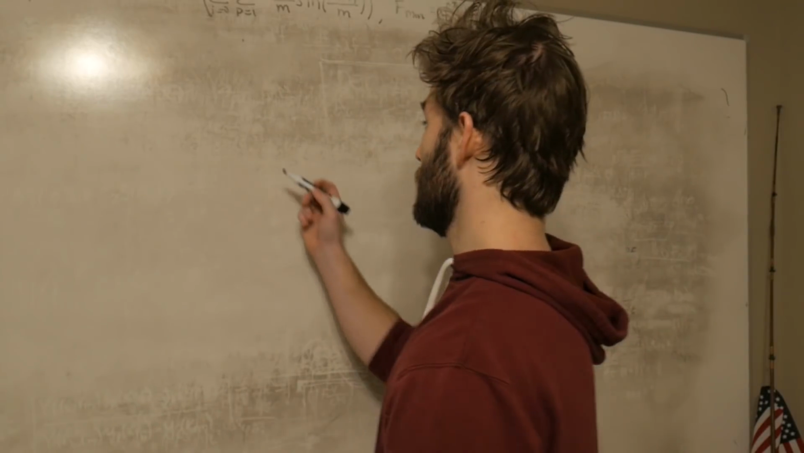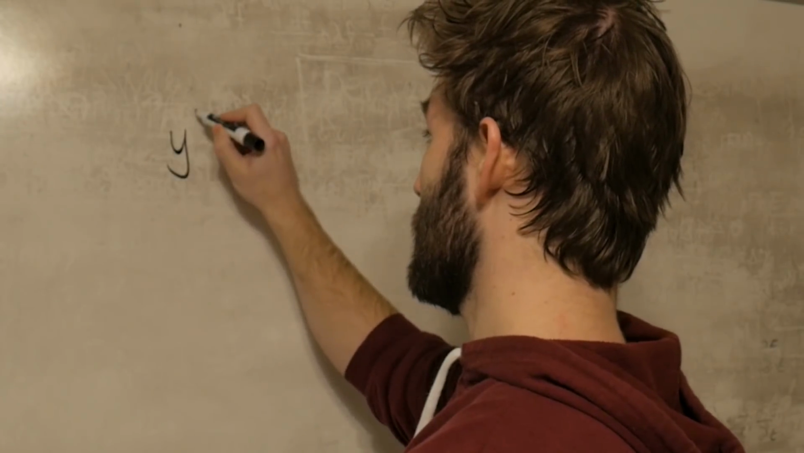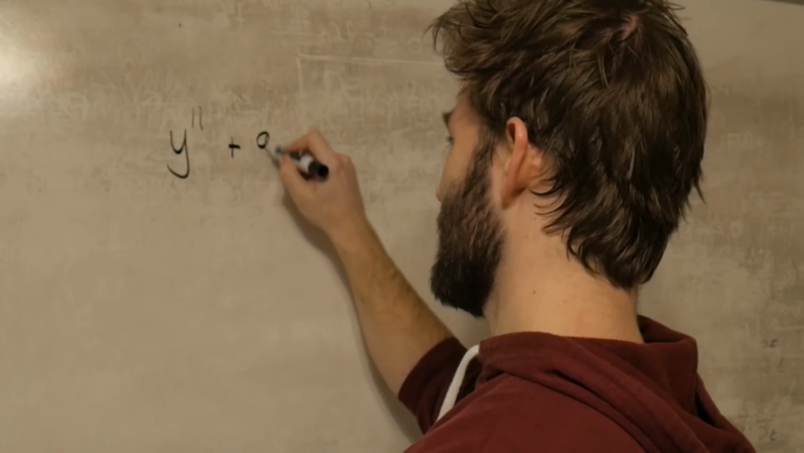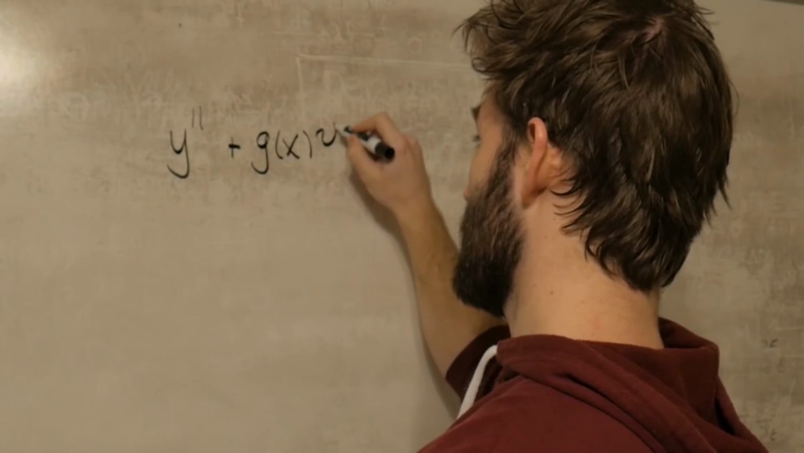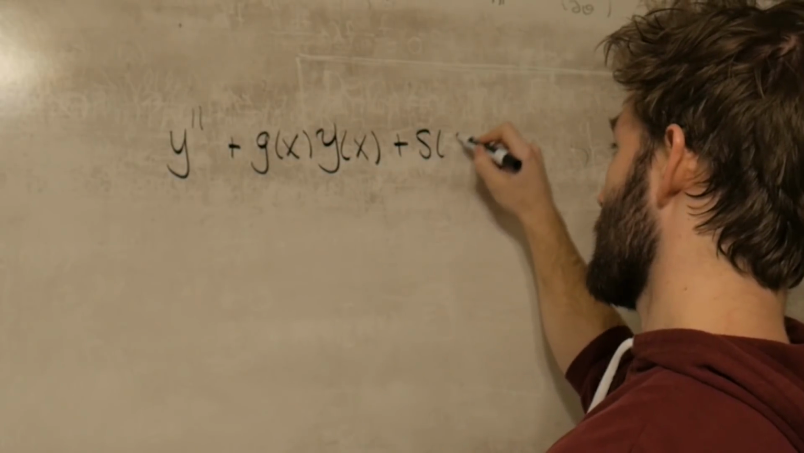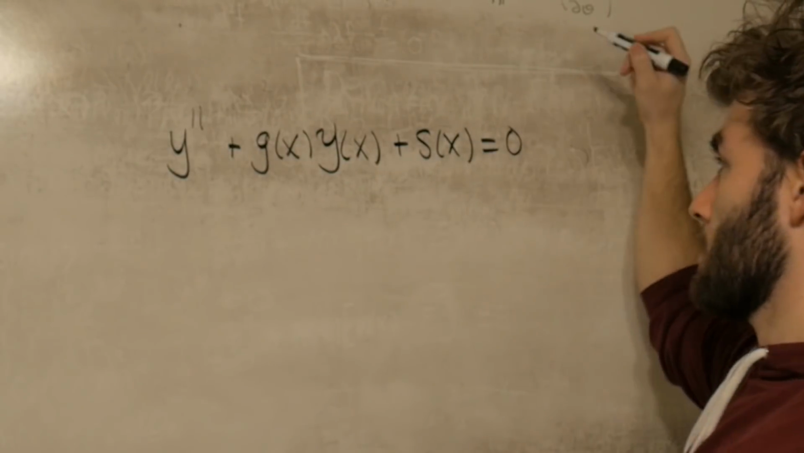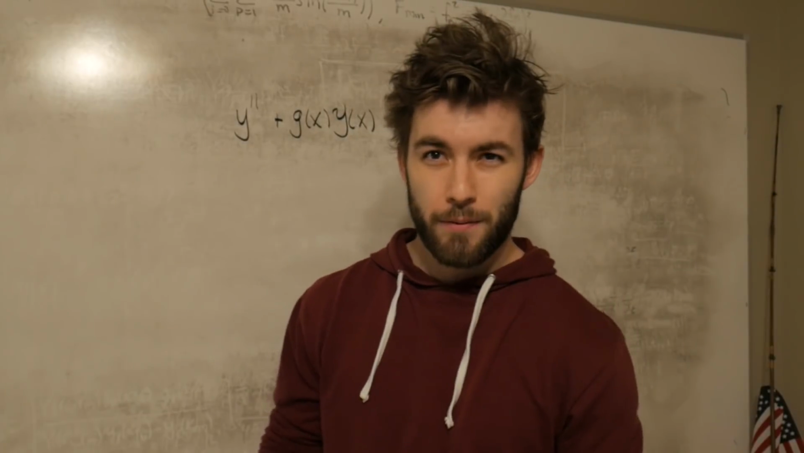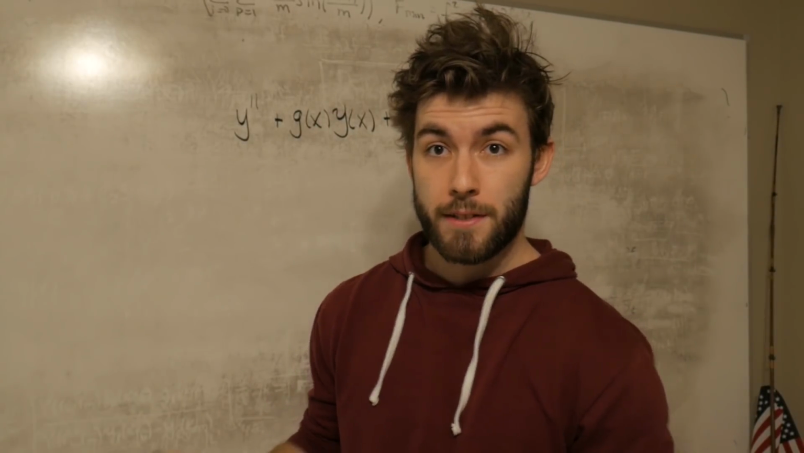The Numerov method is useful for solving any kind of differential equation that's of this form. We have some function's second derivative plus some function of x times the function you're looking for plus another function of x equal to 0. Now it's relatively easy to see that the Schrodinger equation fits this picture, right?